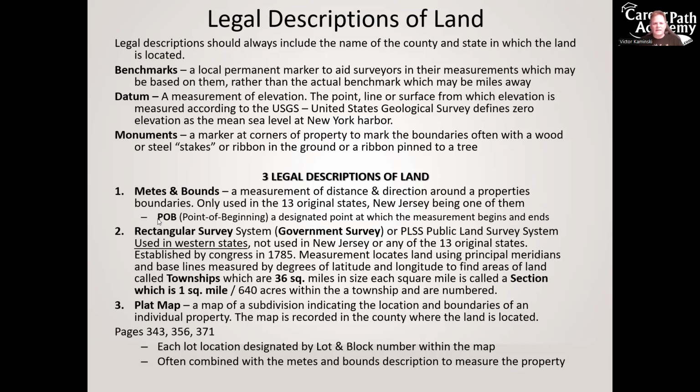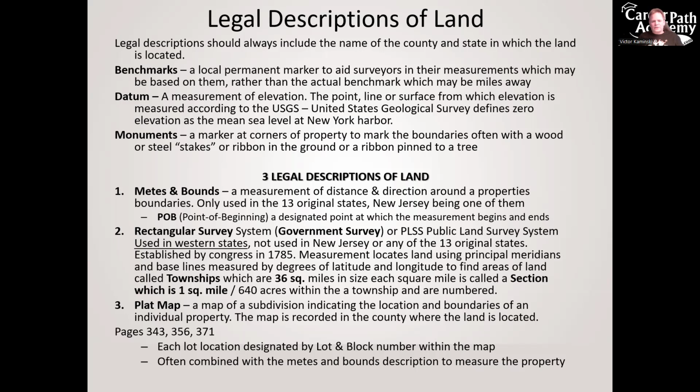So this measurement begins at a definite designated point at one of the corners of the property called the POB, which is short for point of beginning. That's the point at which a surveyor begins their measurement around the property. And it doesn't matter whether they go clockwise or counterclockwise, but they should note which direction that they're going in, and then they continue in that direction until they close the loop, returning to the point of beginning. So it's a designated point at which that measurement commences and ends.